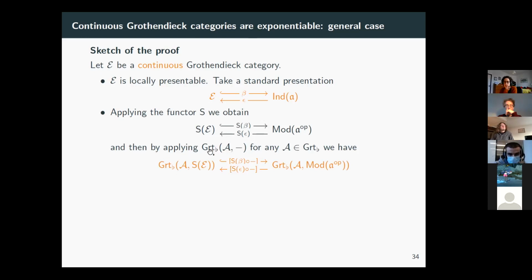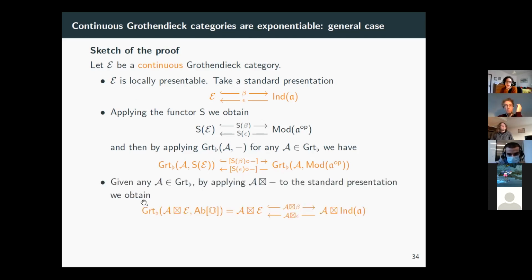And then if we further apply flat morphisms from A to it, we obtain this adjunction. On the other hand, we can apply tensoring here with A. So we have A times E, A times Ind of A. And of course, A times E is just flat morphisms from this tensor, just again, the property of the object classifier. And now one can easily see, by a computation, that this and this guy are equivalent.